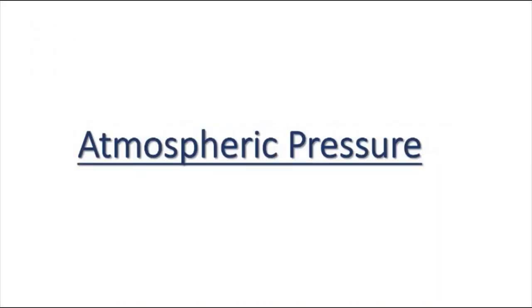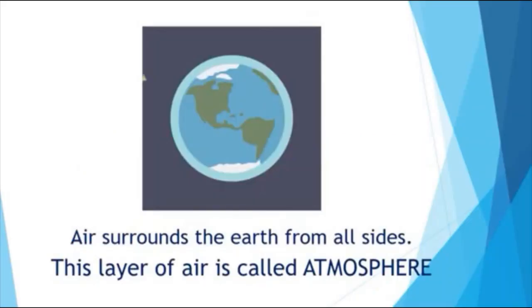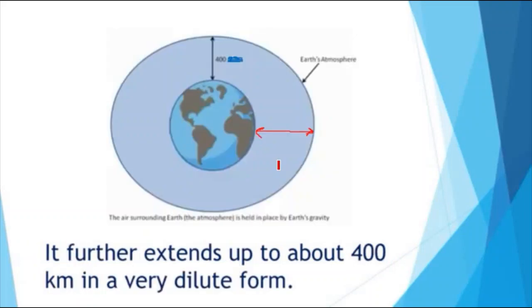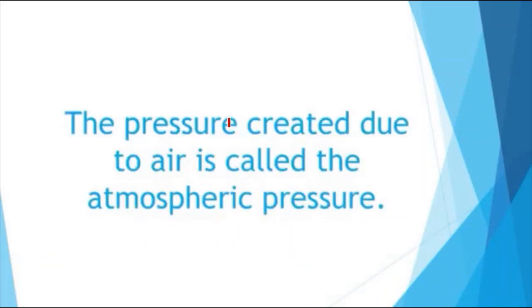Let's begin with atmospheric pressure. Air surrounds the earth from all sides. This layer of air is called atmosphere. And this atmosphere exists to about 16 km height. Also, it further extends up to about 400 km in very dilute form. The pressure created due to air is called the atmospheric pressure.